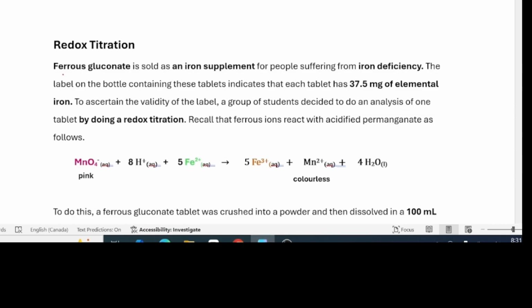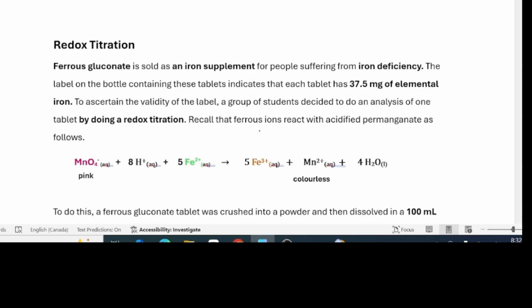Ferrous gluconate is sold as an iron supplement for people suffering from iron deficiency. The label on the bottle containing these tablets indicates that each tablet has 37.5 milligrams of elemental iron. To ascertain the validity of the label, a group of students decided to do an analysis of one of the tablets by doing a redox titration.